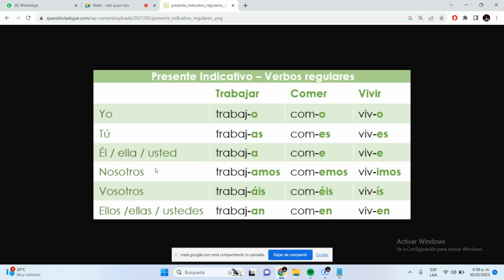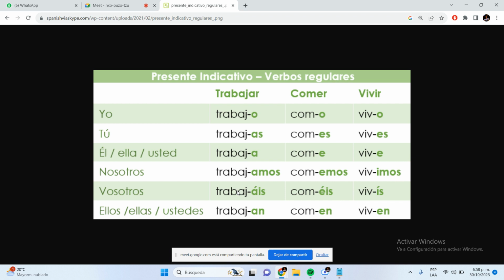And now for nosotros, we have trabajamos, comemos, vivimos. So for ar, it ends in amos. For er, it ends with emos, and ir, imos. Excuse the professor, tell me, how come all the other ones, usted, tú, and yo, the er and the ir verb endings are the same, except for nosotros?